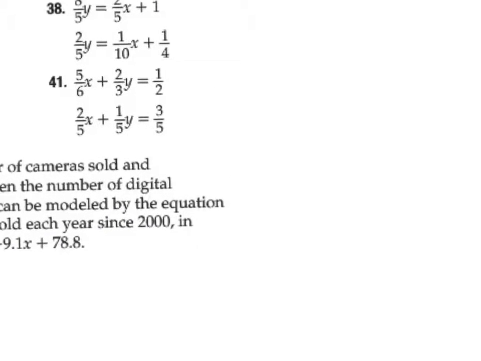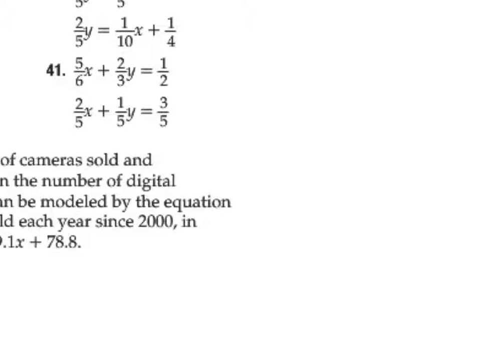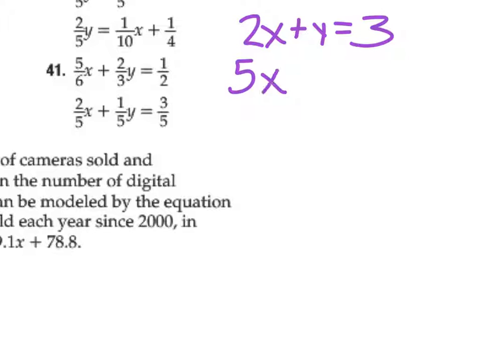41 would be very similar to number 40. So here's 41. Then I got to talk about 42. Well, the first thing I'm going to do on the bottom equation is multiply everything times 5. So I'm going to end up with 2x plus y equals 3. And on the top it looks like I'm going to multiply everything times 6. So 5x times 6, I think that's going to be plus 4y, and times 6, that must be 3.